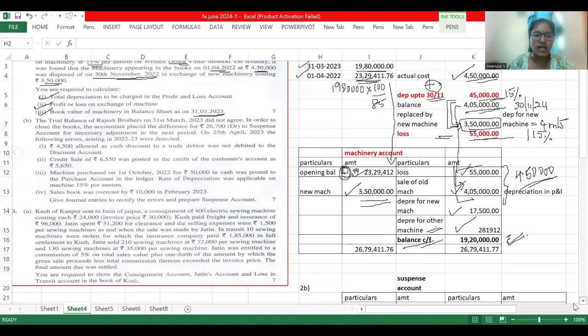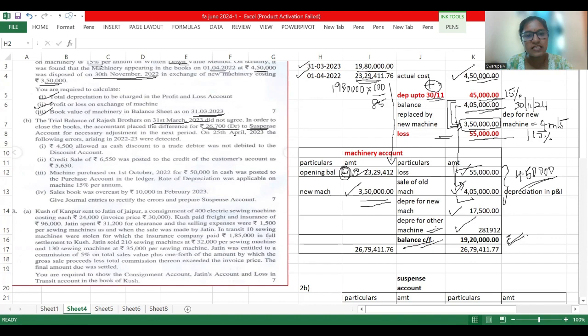trial balance of Rajesh and brothers as on 31st March 2023 does not agree. Okay, and there are some mistakes. So the accountant placed the difference in suspense. So there is a suspense account, a debit in suspense account 26,700. So for 26,700, debit entry is missing. So they have put that entry in suspense account and tally the trial balance. So we have to open a suspense account with the debit 26,700.